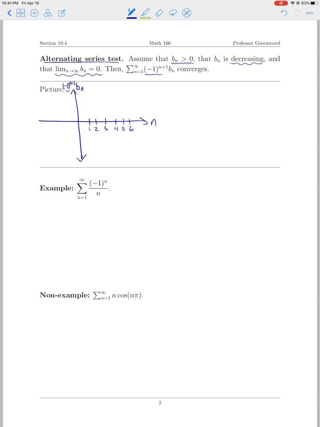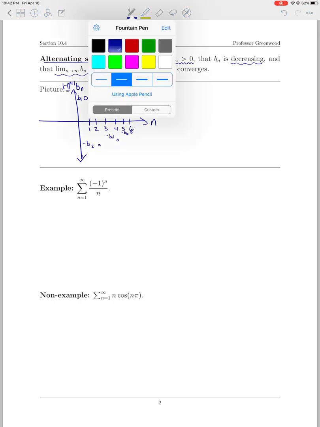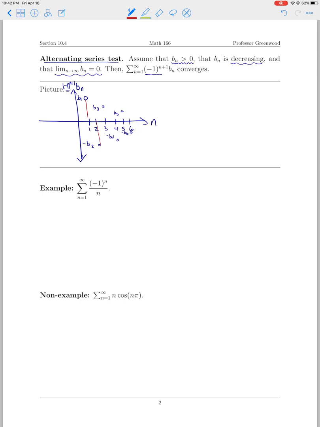If I plug in a 1, the minus 1 to the n plus 1 is going to be a positive 1, and so I'm going to have some value b sub 1 here. And then if I plug in a 2, now I'm going to have b sub 2 times negative 1, and that'll give me a minus b sub 2. And then I'll get a b sub 3, and then a minus b sub 4, and then a b sub 5, and then a minus b sub 6. The fact that the b sequence is decreasing just means that each one of these terms has to get closer and closer to the x-axis as n increases.